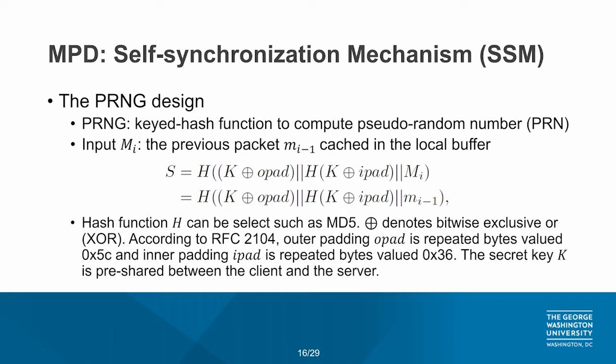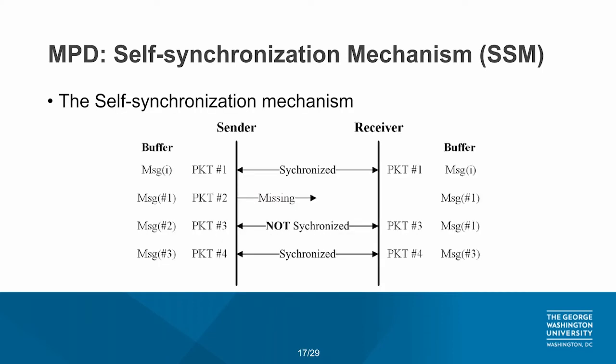So the input of this function is the previously cached packet Mi-1, and this packet is cached in the local buffer. As the equation shows here, the hash function h can be selected, such as MD5, and the secret k in this equation is pre-shared between the client and the server. We use a figure here to further illustrate this idea.